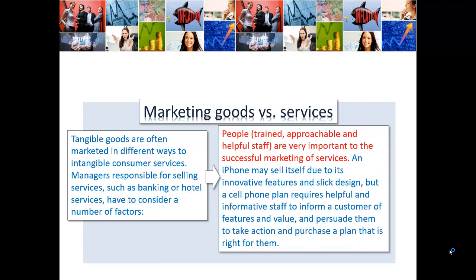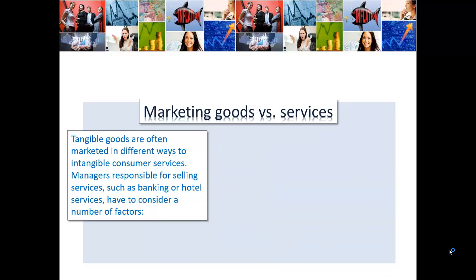People must be trained, approachable and helpful. Staff are such an important factor in the successful marketing of services. An iPhone may sell itself due to its innovative features, its mad design, but a cell phone plan requires helpful and informative staff to inform a customer of the features and the value, and then to persuade them to take action and buy the plan that's right for the customer.